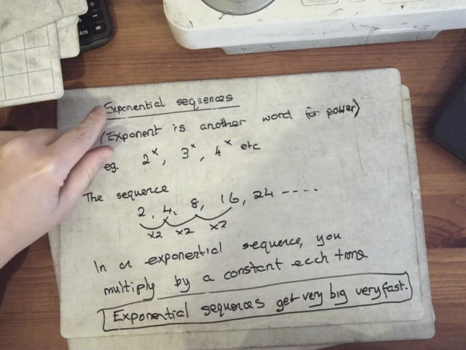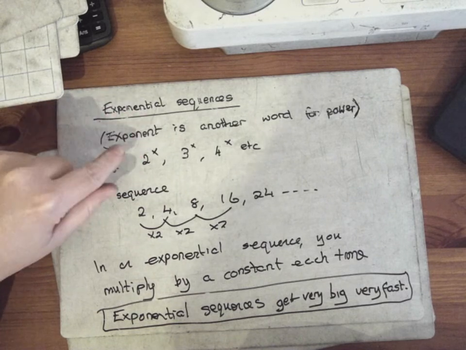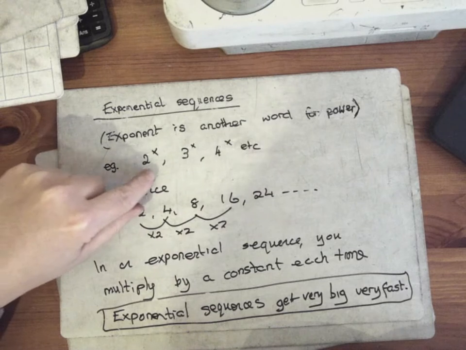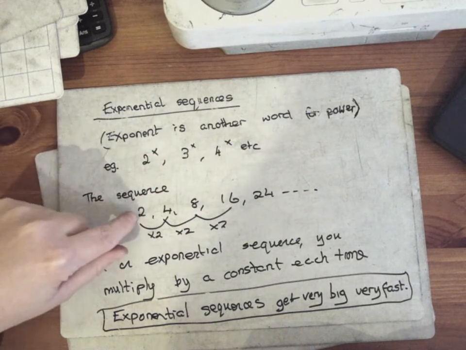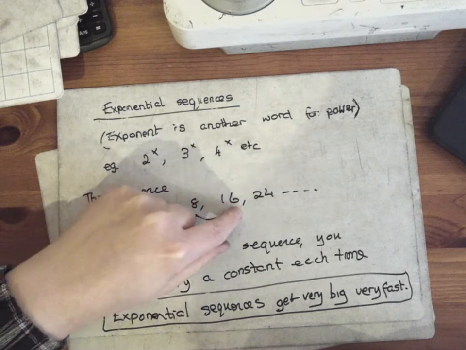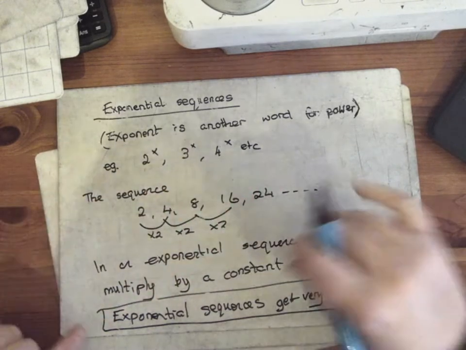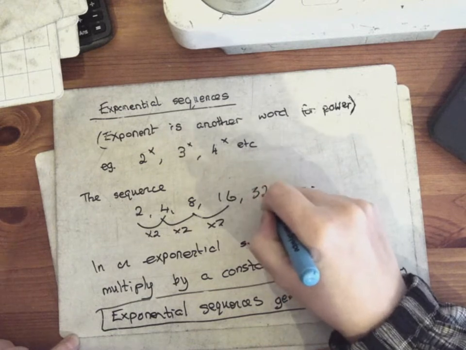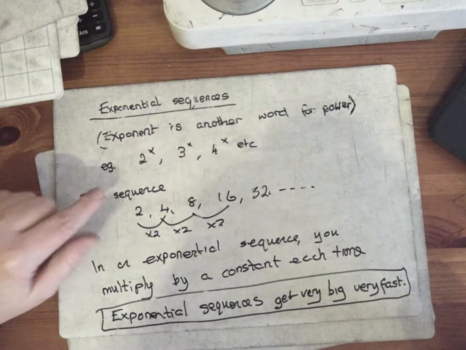The word comes from exponential sequence. Exponent is another word for power. So something like 2 to the power of x. So that's 2 to the power of 1, multiplied by 2, 2 to the power of 2, 2 to the power of 3, 2 to the power of 4, 2 to the power of 5, etc. Okay, right, so you're just multiplying.